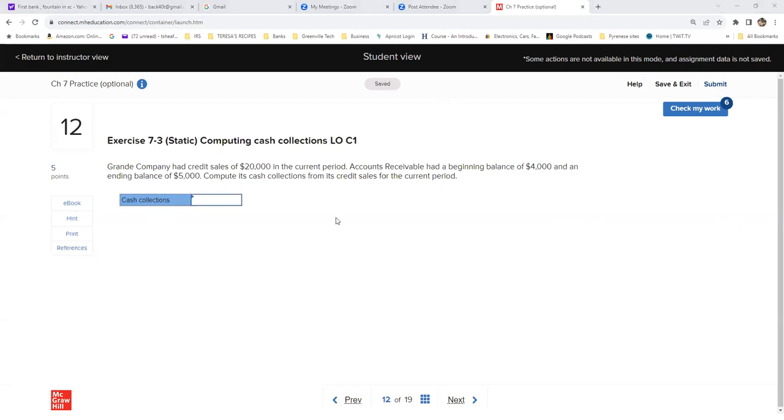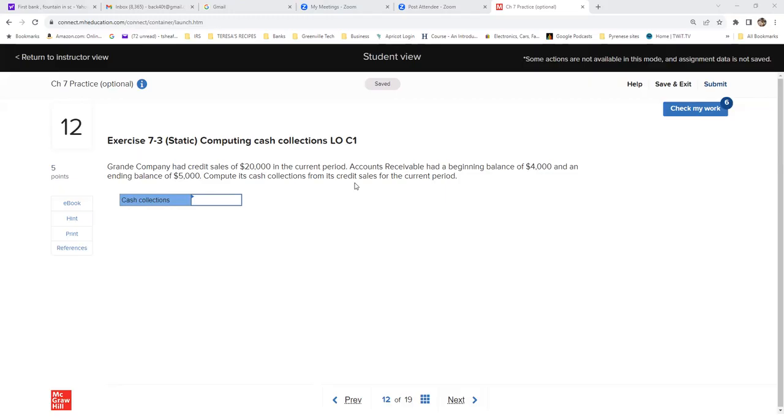All right. Grande Company had credit sales of 20,000 in the current period. Accounts receivable had a beginning balance of 4,000 and an ending balance of 5,000. Compute cash collections from its credit sales for the current period. So here we're going to have to back into it. This would be a good quiz question, by the way. So expect to see something similar to this on the quiz. If you're starting off with credit sales of 20,000, let me take that back. Hold on a minute.